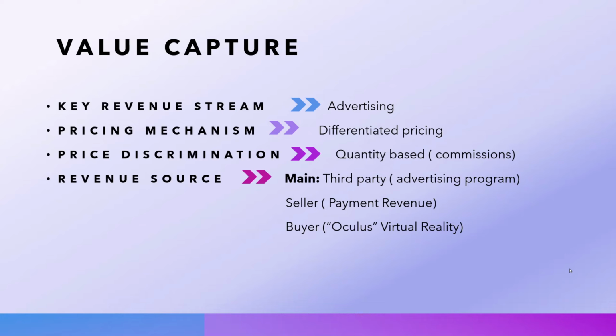And Facebook has three types of revenue source. The main is third party, as the most vital money making system for Facebook is in its advertising program. Advertisers pay for displaying ads, and platform users just create content and audience. Sellers are another revenue source, as they pay fees for utilizing Facebook payment infrastructure. And also buyers, as Facebook sells Oculus virtual reality products and makes a small portion of revenue from its sale.